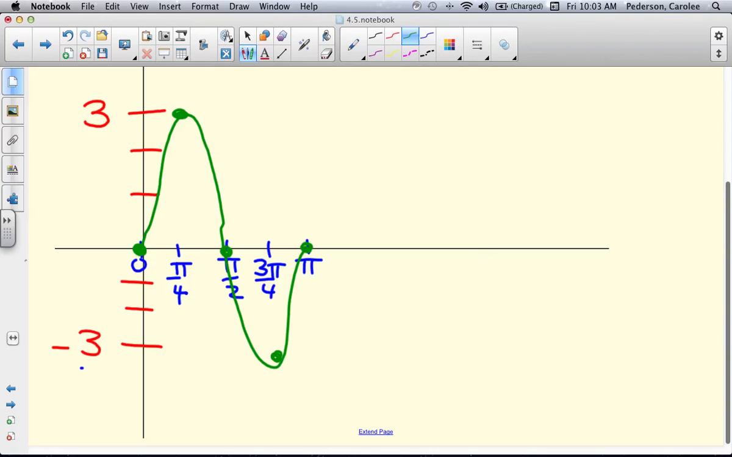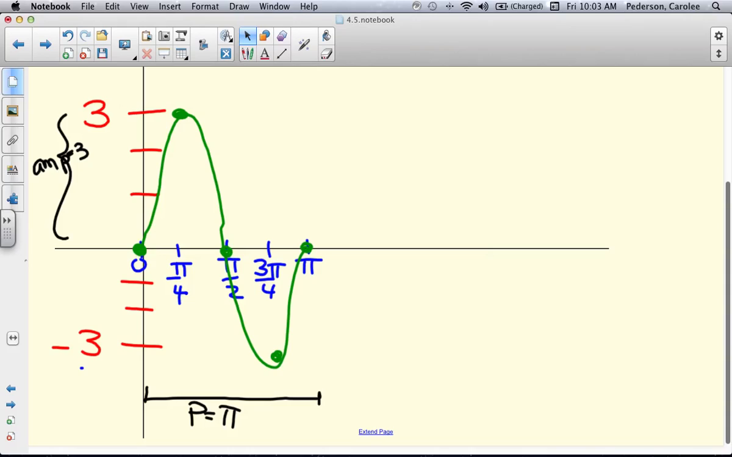There is my sine wave with 1 revolution. So this distance from here to here is a period of pi. This distance from here to here gives me my amplitude of 3. Let's continue it. You could go in a negative direction if you wanted, or you could go in a positive direction. More students tend to want to go continuing positive, because this does go on forever.